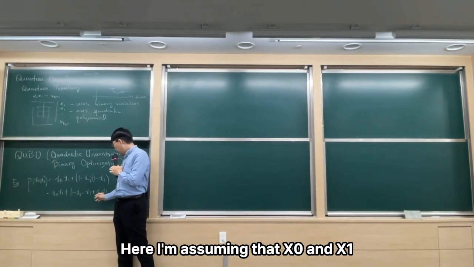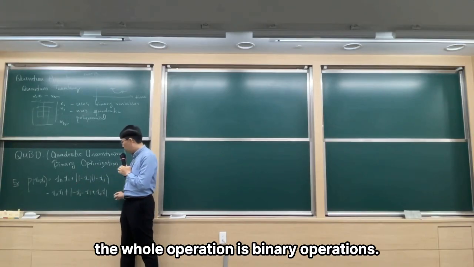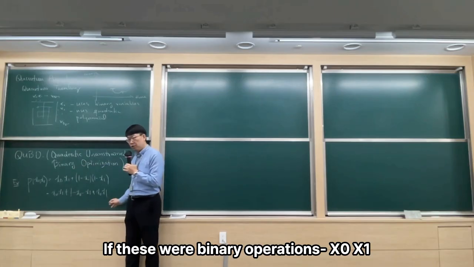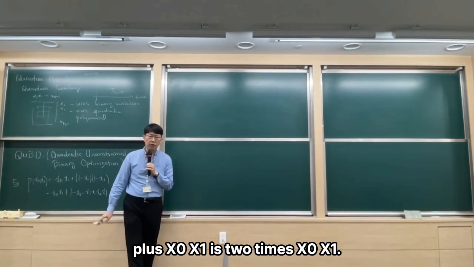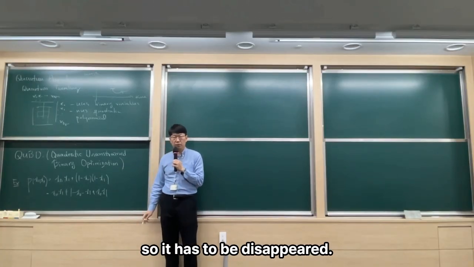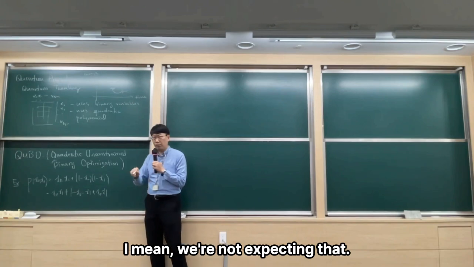Here, I'm assuming that x0, x1 are binary values, but I don't expect the whole operation is a binary operation. If these were binary operations, x0, x1 plus x0, x1 is 2 times x0, x1. 2 is 0 in binary value, so it would disappear. But we don't want that. I mean, we're not expecting that.